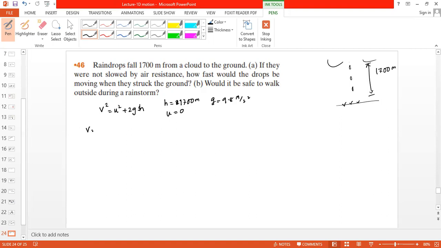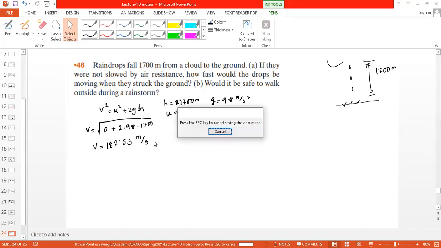So v will be equal to the square root of 0 plus 2 times 9.8 times 1700. Can you tell me the value of v? This should be 182.53, right? 182.53 meter per second. This is the velocity. Now the second part: they are asking, would it be safe to walk outside during a rainstorm?